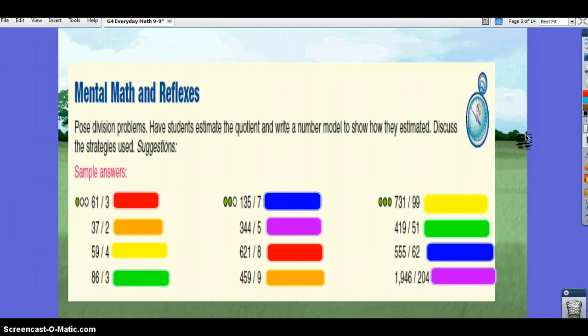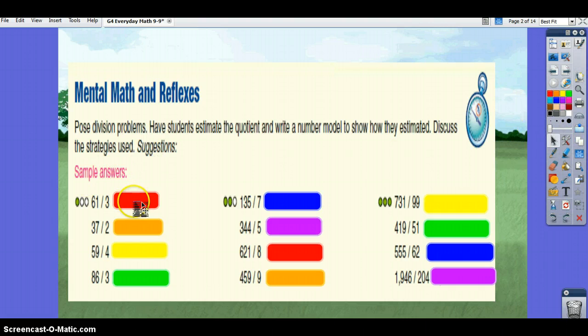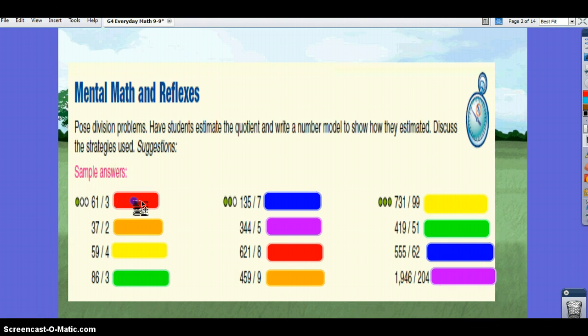Well, I know 6 can be divided by 3 easily. So I'm going to leave that one as 60 divided by 3. 60 divided by 3 is 2, and then a 0 for a 2-digit answer of 20. 37 divided by 2. I would round 37 up to 40 and divide it by 2. 40 divided by 2 is 4 divided by 2 is 2, and the 0 makes 20.